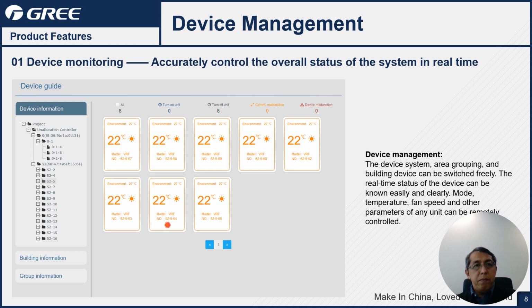For the device management, device monitoring accurately controls the overall status of the system in real time. The device system, area grouping, and building device can be switched freely. The real-time status of the device can be known easily and clearly. Mode, temperature, fan speed, and other parameters of the unit can be remotely controlled.